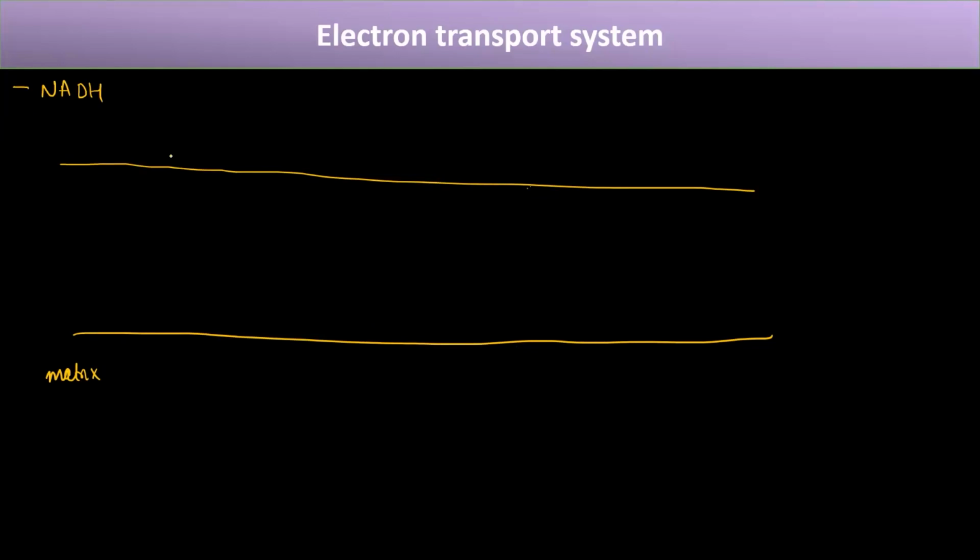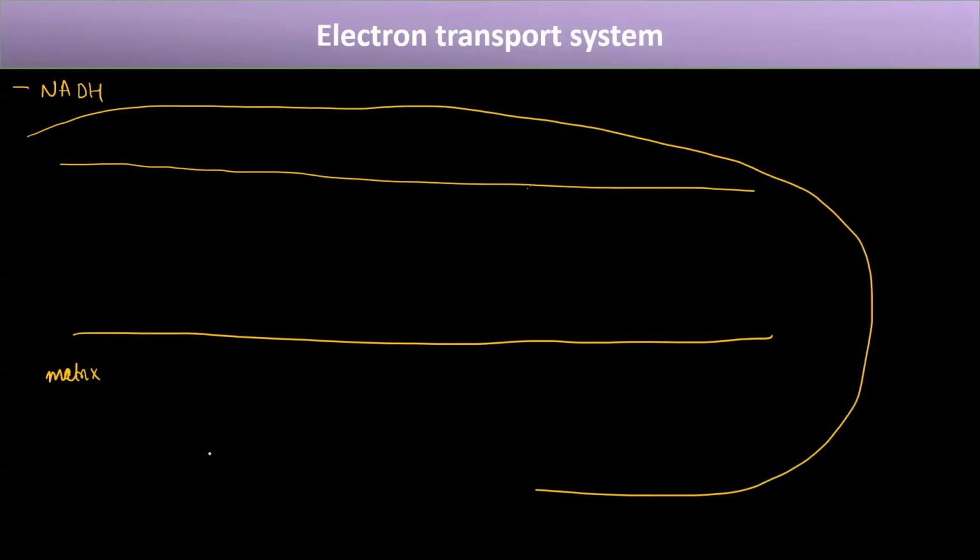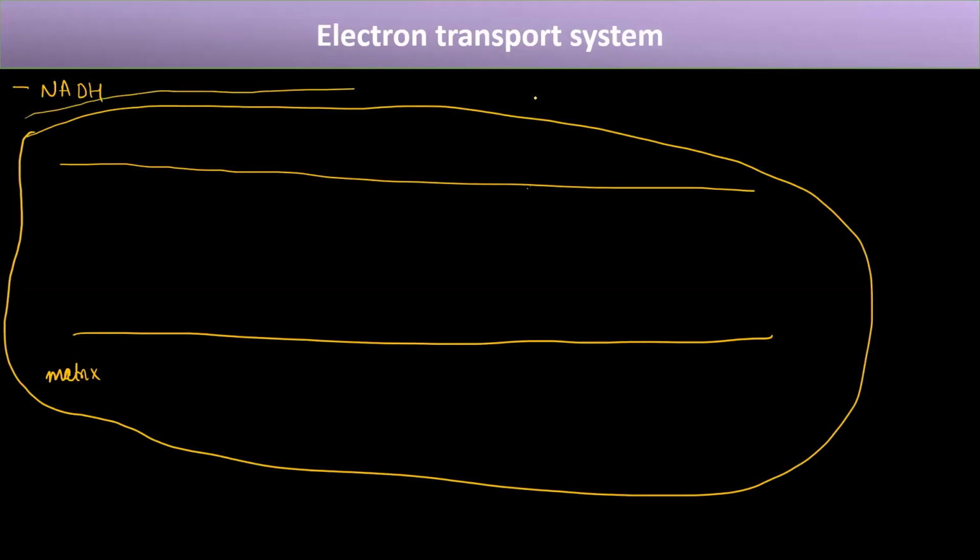Just think of it this way. Suppose this is a mitochondria. This is the outer membrane. Now, this outer membrane is also double layered, right? So it will have two membranes here as well. So it is two membranes, but this is the outer membrane of the mitochondria.